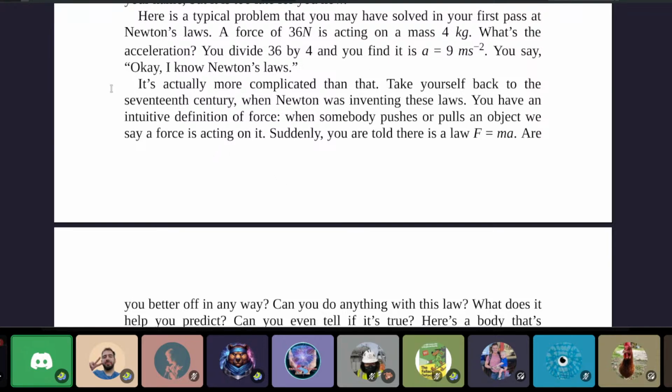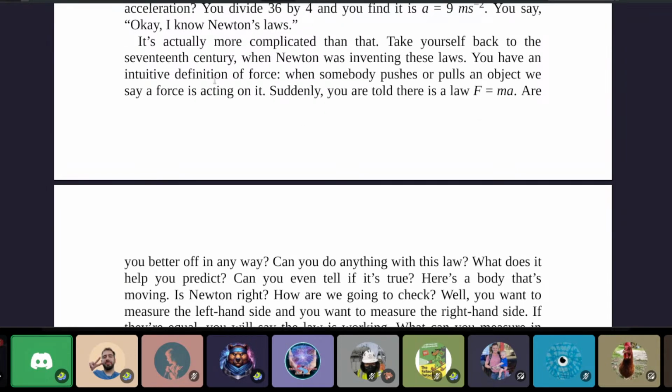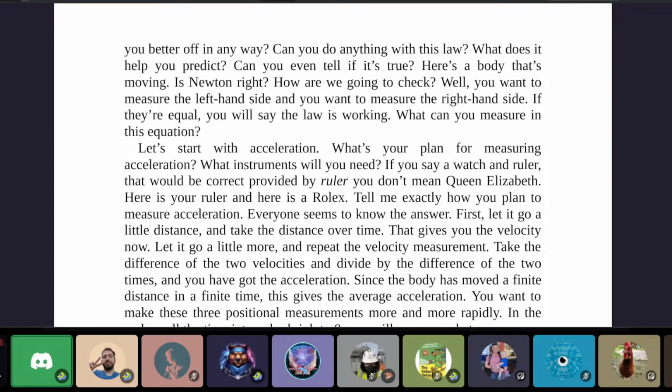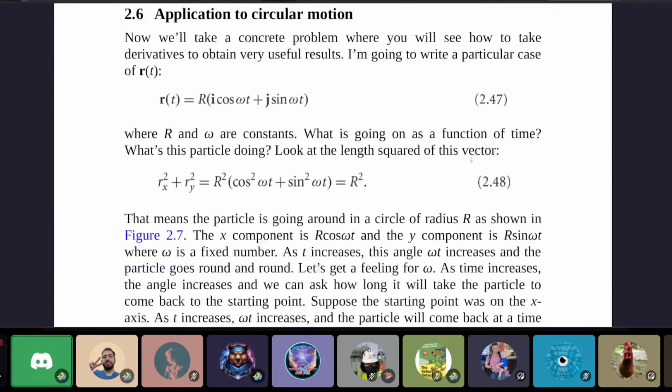You say, okay, I know Newton's laws. It's actually more complicated than that. Take yourself back to the 17th century when Newton was inventing these laws. You have an intuitive definition of force. When somebody pushes or pulls an object, we say a force is acting on it. Suddenly, you were told there is a law, F equals ma. Are you better off in any way? Can you do anything with this law? What does it help you predict? Can you even tell if it's true?